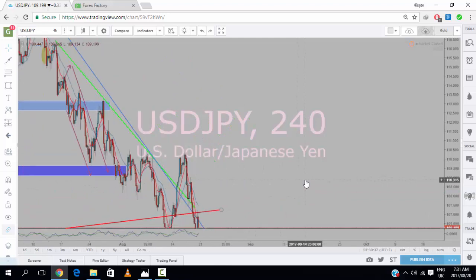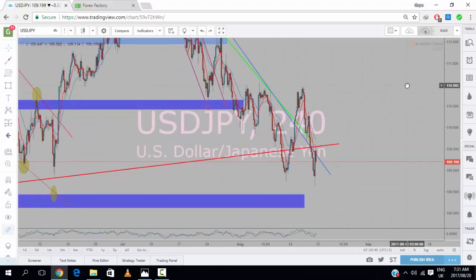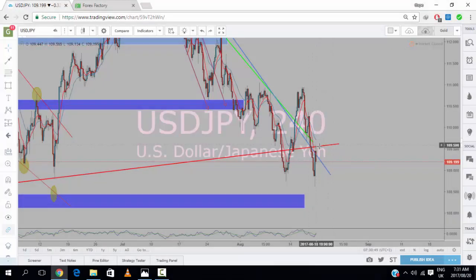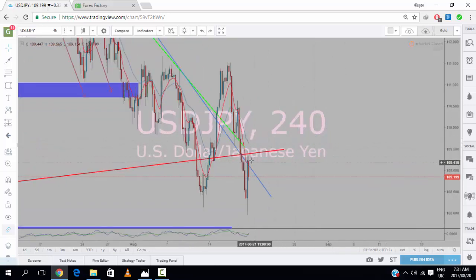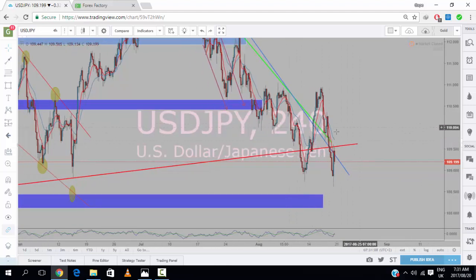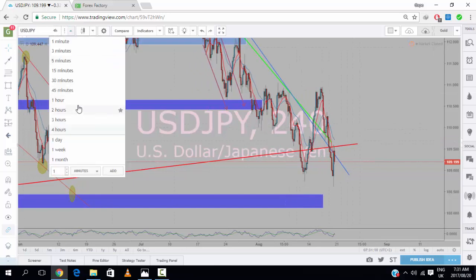Let's do this. If the 4 hour closes above this red line, then I can expect longs, right? But if it shows price rejection around here, then maybe we're still going down. But you're gonna ask me down to where, right? It's okay, let me do this.